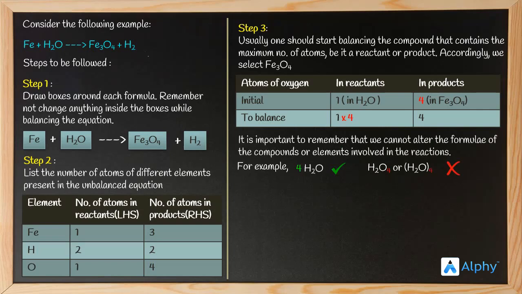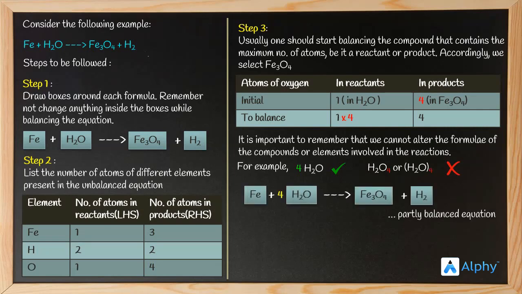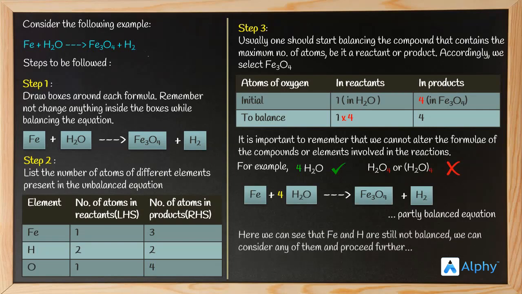So after this step, our partly balanced equation looks like this. We have multiplied the coefficient of H2O by 4. Now, here we can see that Fe and H are still unbalanced and we can consider any of them and proceed further. Okay, so either Fe or H, we can consider any. Now, another point to note here is that H or hydrogen was initially balanced, right? See in step 1, it was 2 on both the sides.